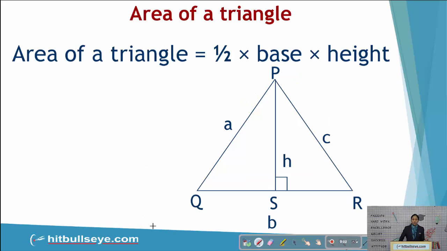The area of a triangle is given by half base into height. So in this triangle PQR, you can see that the base is QR, which is taken as B here, and the height of the triangle is PS, which is taken as H here. So the area of this triangle will be half into B into H.